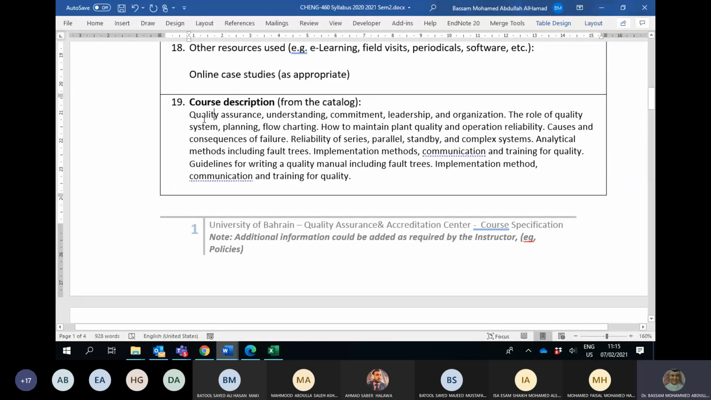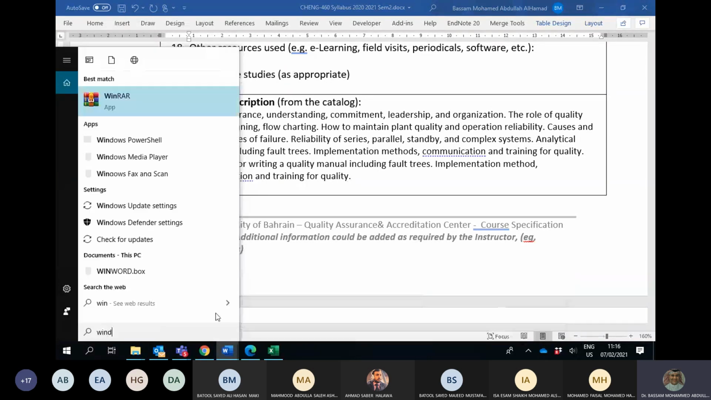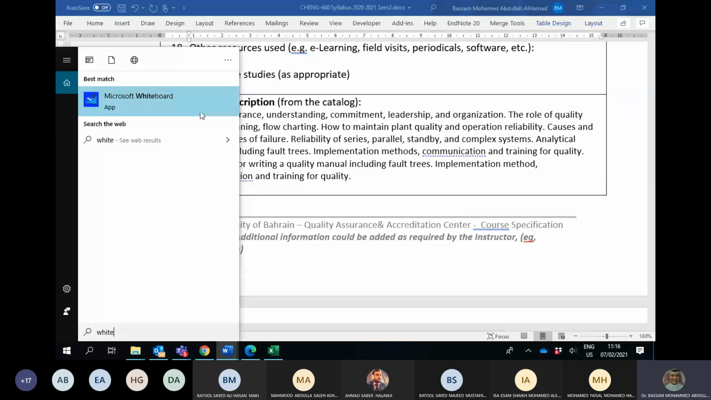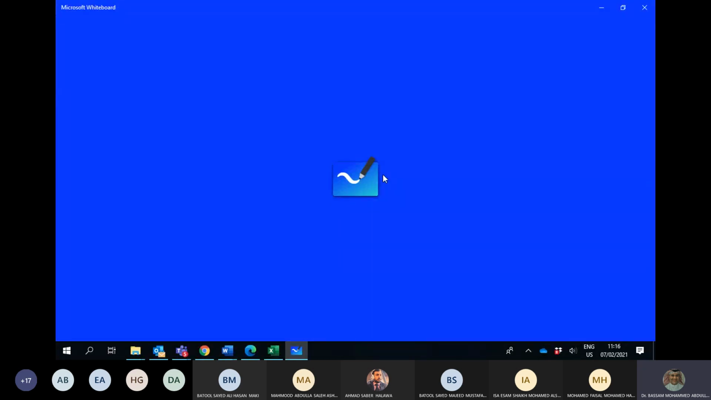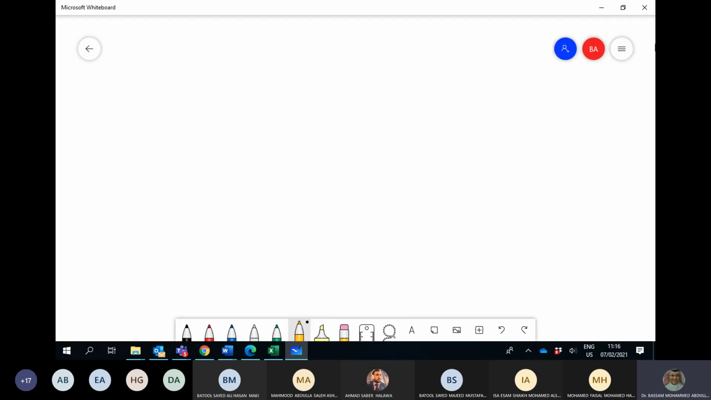So what you're going to study, we're going to study quality assurance, understanding commitment, leadership, organization, and all of those. Now, when I get to the details of this, I always like to explain my course description in a different way. Let's see how I can explain this to you now. So we have the whiteboard. It's the first day of classes, things are still not settled. I'm trying to settle everything. Okay, so this is what we have here.